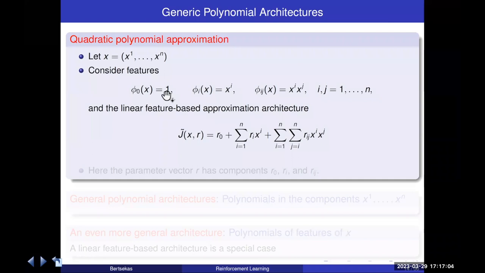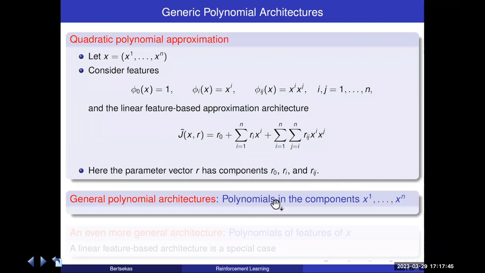And this architecture is like this, a linear combination of the features. Here are these quadratic features weighted with corresponding weights, the linear features weighted with this r_i, and the one that's weighted with r_0. And the parameter vector is the composite of r_0, the r_i's, and the r_ij's. Of course, you can go into more complicated polynomial architectures, like third order polynomials, fourth order, and so on. These involve features that are polynomials of arbitrary order, of whatever order is necessary, to get a good approximation in the components x1 to xn.